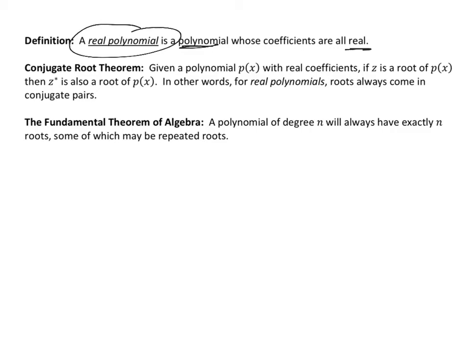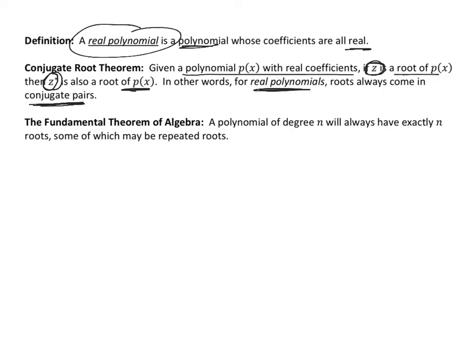So the first big theorem that we're going to learn today is called the conjugate root theorem. So assuming that you have a real polynomial, a polynomial with real coefficients, if z is a root of that polynomial, then z star will also be a root of that polynomial. In other words, for real polynomials, roots will always come in what are called conjugate pairs, which we learned about in one of the previous lessons.